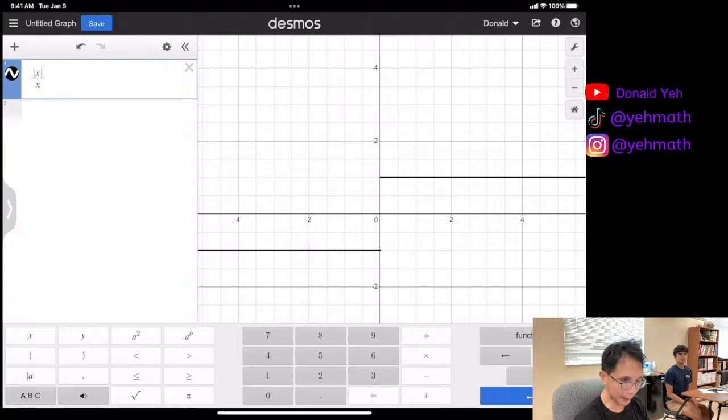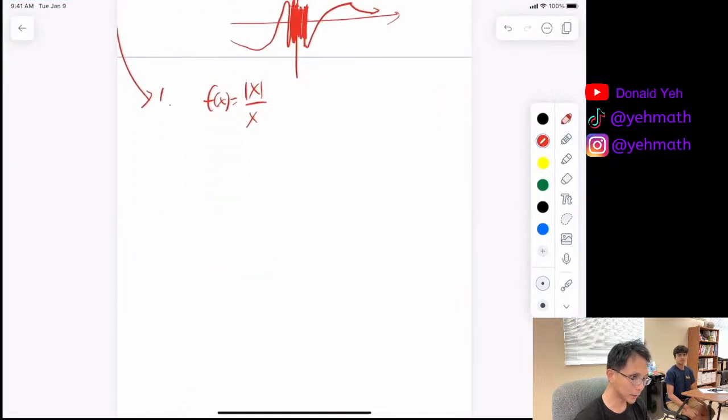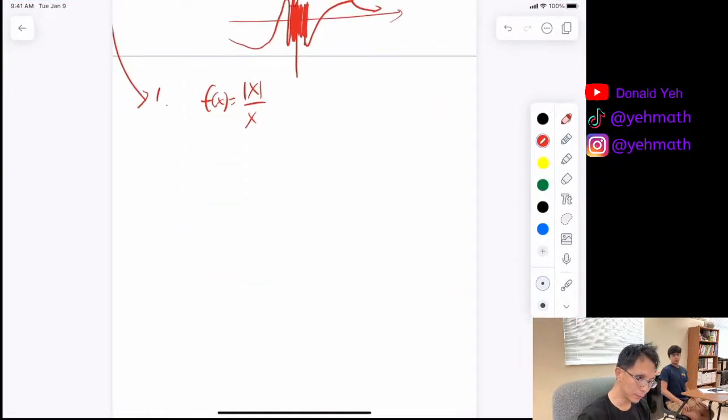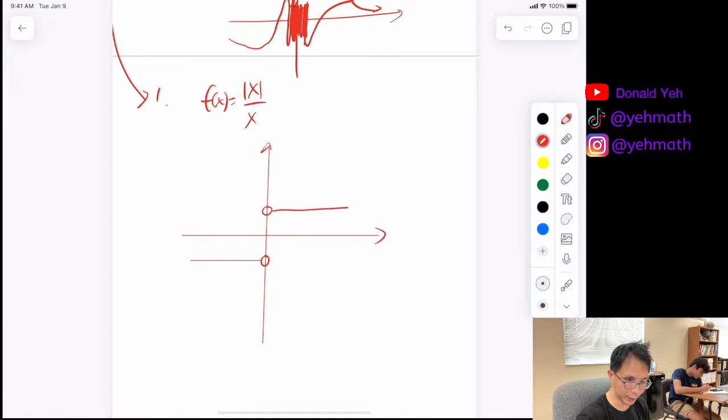Now, this is exactly the first case I was talking about. Limit does not exist. Why? The graph looks like this. On the left side, it's going to be from here, go into here. And from here, go into here.